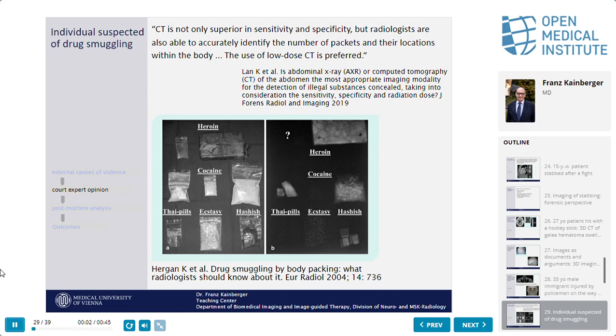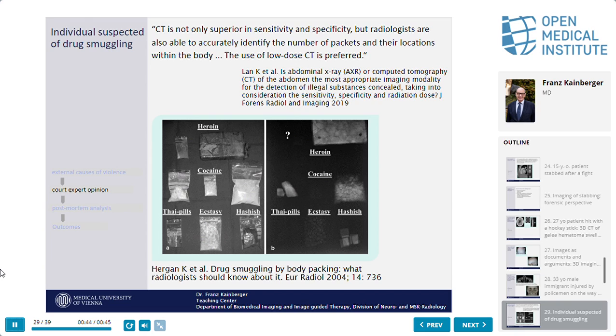Another topic where the judges need our help is drug smuggling, especially cocaine. Our Klaus Hergan, who just gave you a presentation about the heart, published many years ago this very nice paper about the different appearances of cocaine, heroin, ecstasy, hashish, Thai pills. I didn't know that they can have that, with various appearances here. I don't know where he got all those preparations from to put them into the CT. We should have asked him, but he left now.